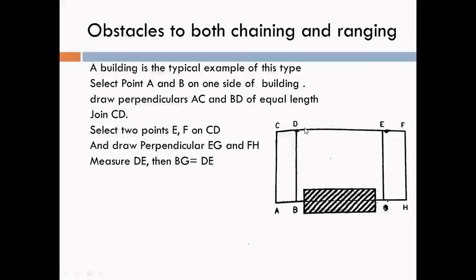Join C to D and select the point E and F on line CD. Now from point E and F, draw perpendicular line EZ and FS of equal length and select the point G and H on the ground. Now measure the length of line DE. You can see in figure, the length of line DE is equal to length of line BZ. So BZ is equal to DE.